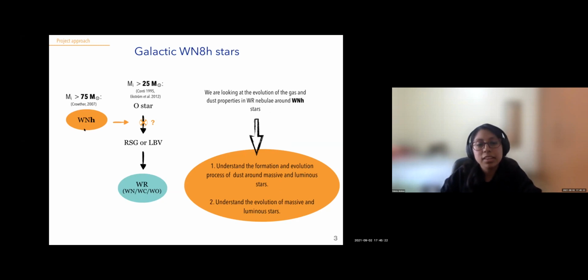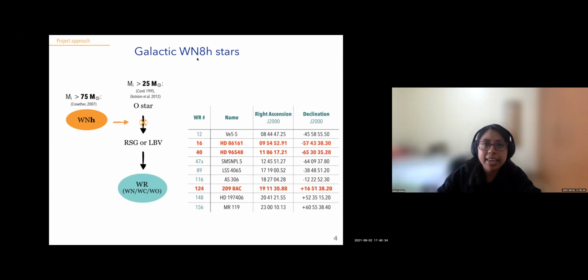These allow us to suggest that WNH stars are an intermediate evolutionary phase between the main sequence phase and the red supergiant or LBV phase. In particular, we focus on WN8h stars. These stars are considered the first stage of the WNH phase. In our galaxy, there are 10 of them. However, only 3 of the WN8h stars show a well-defined nebula around themselves. These 3 stars are our sample.